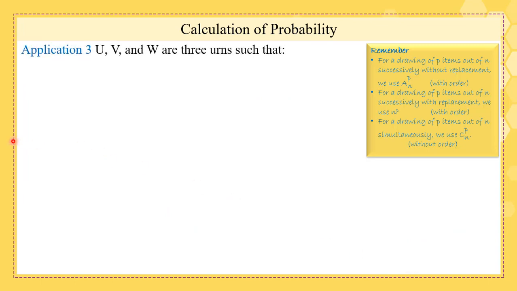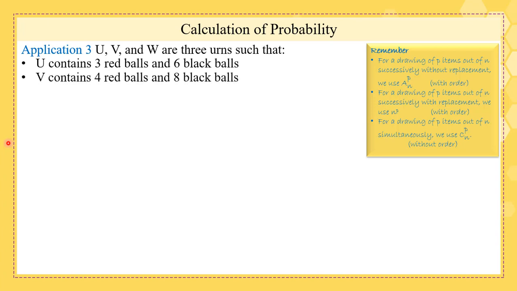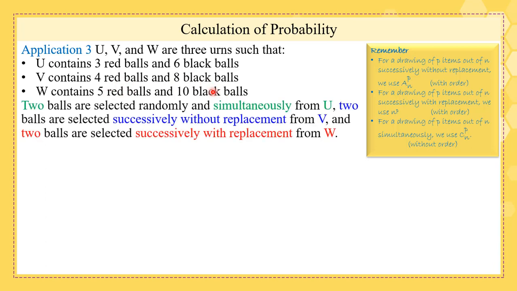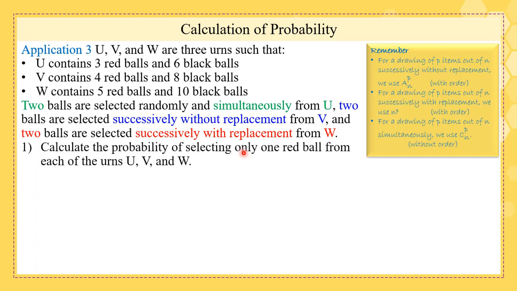Now let's see this application. Now we have 3 urns, U, V, and W. U contains 3 red, 6 black, V contains 4 red, 8 black, and W contains 5 red, 10 black. We need to select 2 balls simultaneously from U, 2 successively without replacement from V, and 2 successively with replacement from W. So in fact, we're going to choose 6 balls, 2 balls out of each urn, but the selection differs from one urn to another.